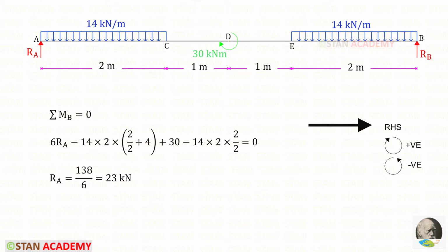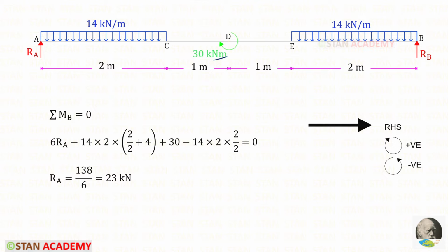And we know that the centroid of a rectangle lies in the center. So from the center to the point C, the distance will be 2 upon 2. But we are taking moment about B. So we have to add the remaining distance as well, which is 1 plus 1 plus 2. So it will be 4.